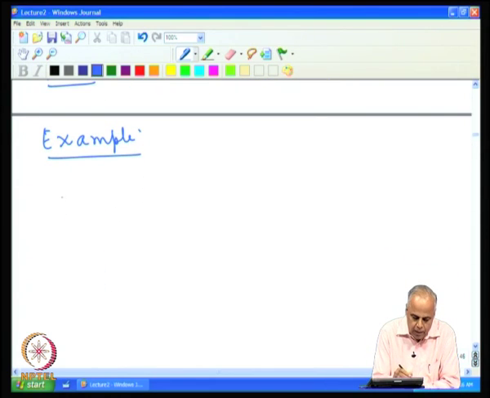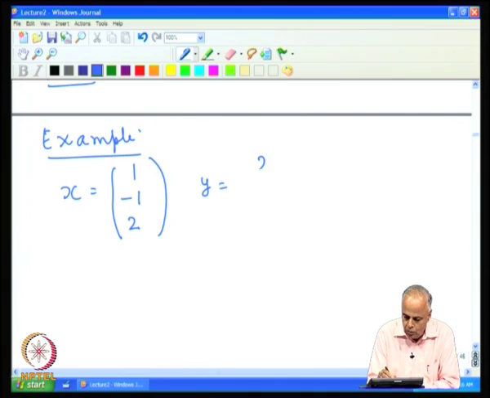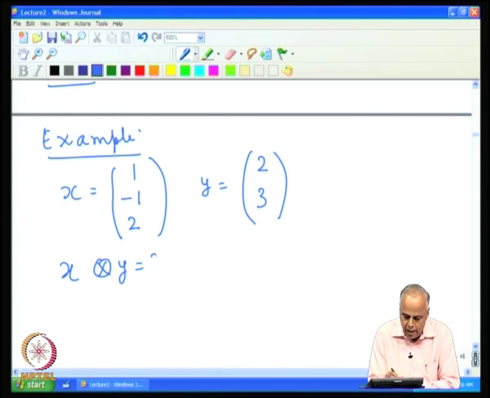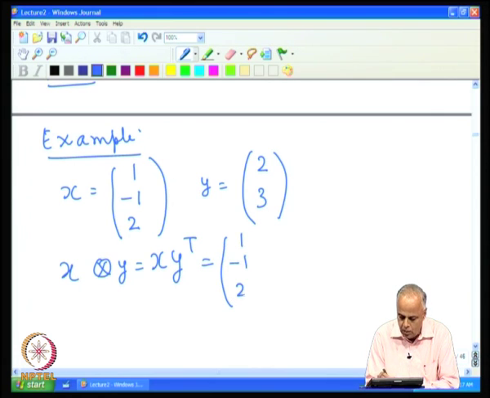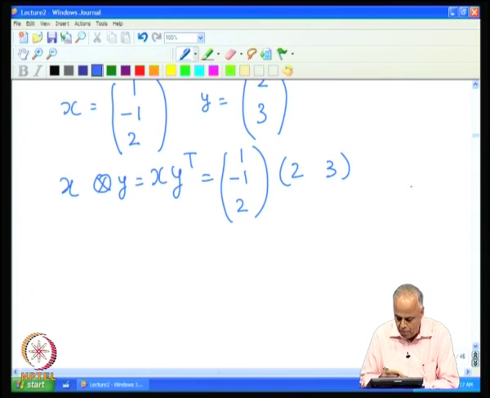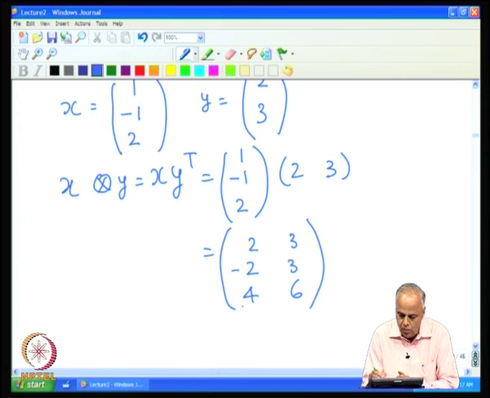Let us take x to be equal to (1, minus 1, 2) and y to be (2, 3). Then what is the tensor product of x with y? We must take x y transpose, which is (1, minus 1, 2) times (2, 3), and when we take the product we get rows (2, 3), (minus 2, minus 3), (4, 6), which is now a 3 by 2 matrix.